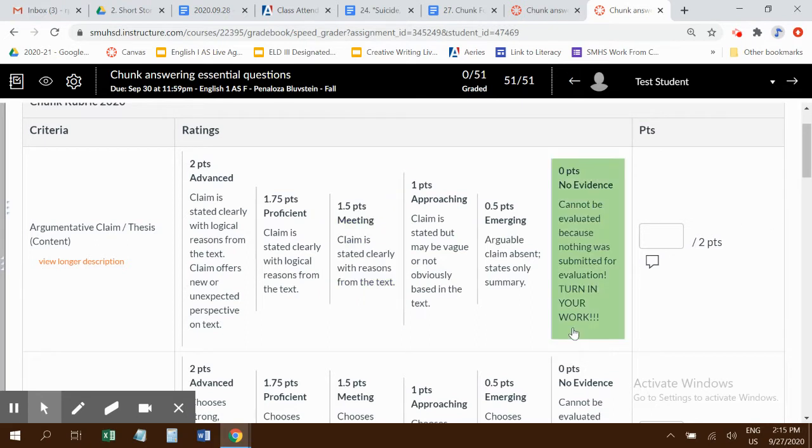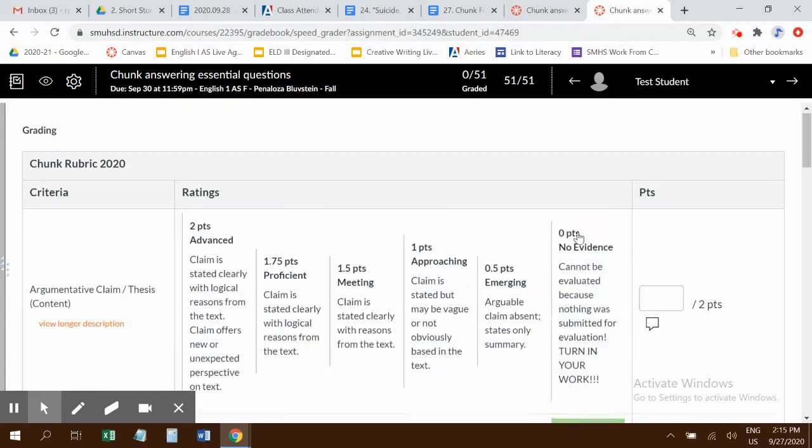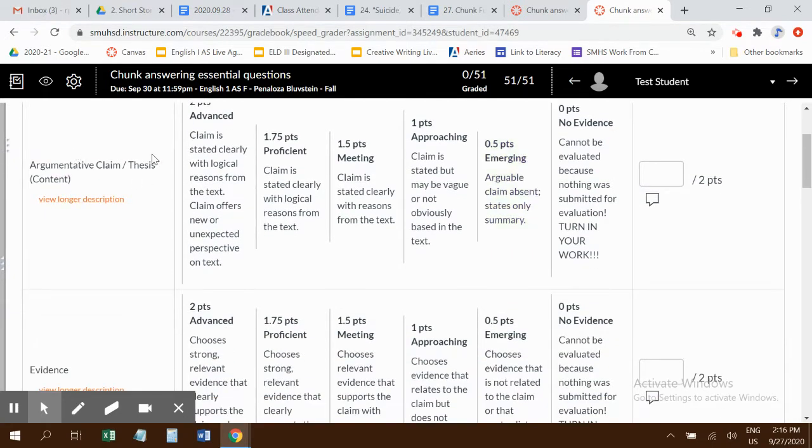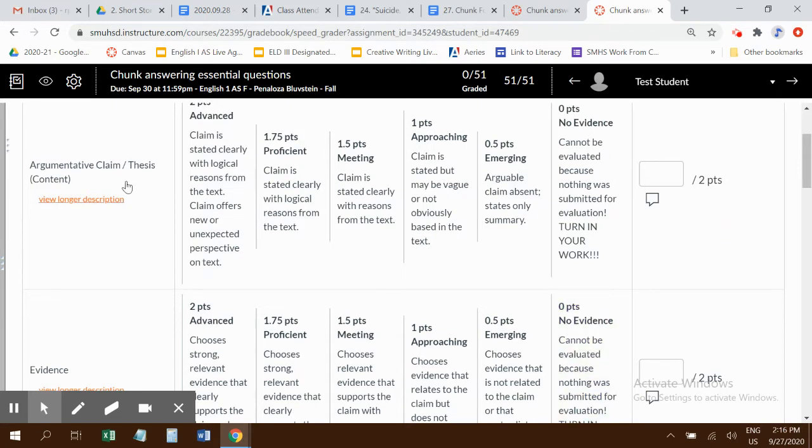You'll also notice the only time you can ever get 0 is if you just leave something out altogether or not turn in your work altogether. So as long as you turn something in, you're getting at least some of the points. Hooray! 0.5 out of 2, that's 25%. Anyways, moving on. So that's for your claim. And again, this will be the same rubric all year for every assignment where you have a claim or thesis.